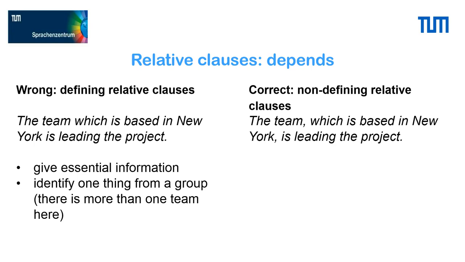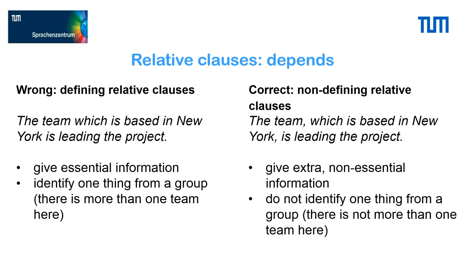Next then, on the right hand side, the non-defining relative clause. The team, comma, which is based in New York, comma, is leading the project. Here, a non-defining relative clause will always give us extra non-essential information. So in the sentence on the right hand side, the information which is between the commas is as if it is in parentheses, in brackets. So it is just extra information.